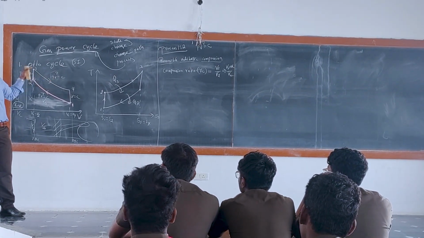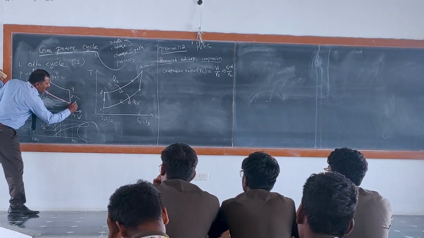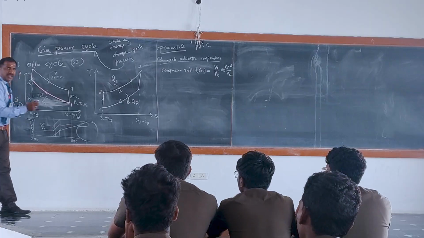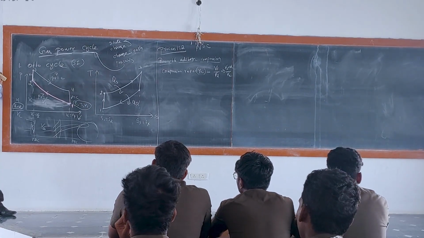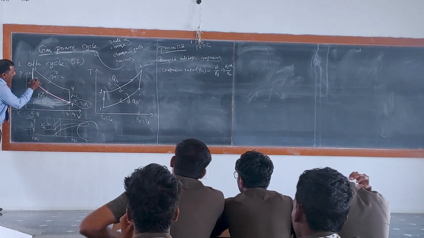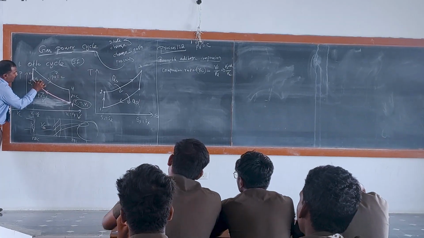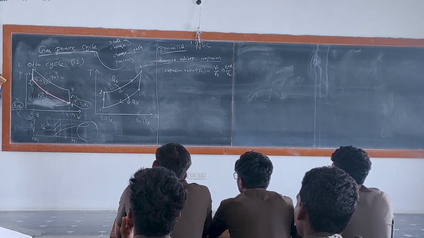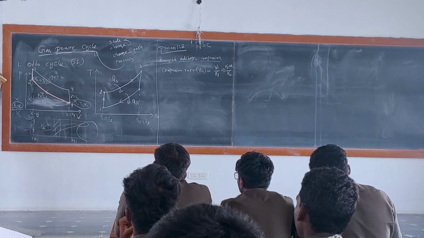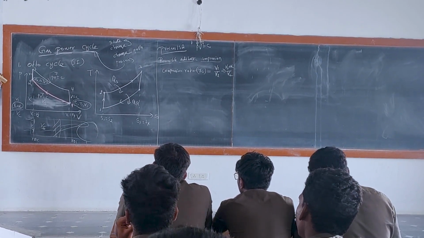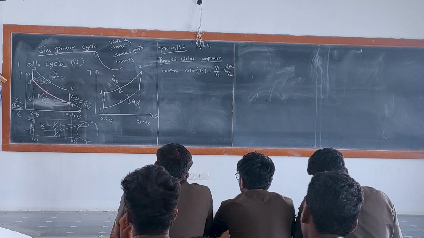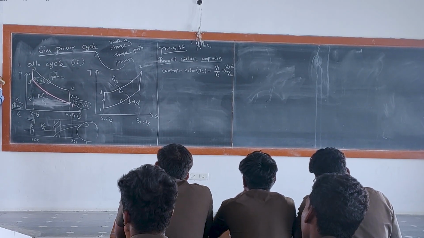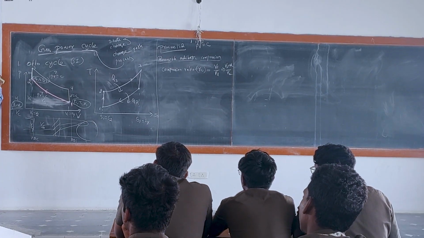For example, here I have P1, V1, T1. Similarly, here we have P2, V2, T2. Is volume constant? No. Pressure constant? No. Temperature constant? No. All three are changing.